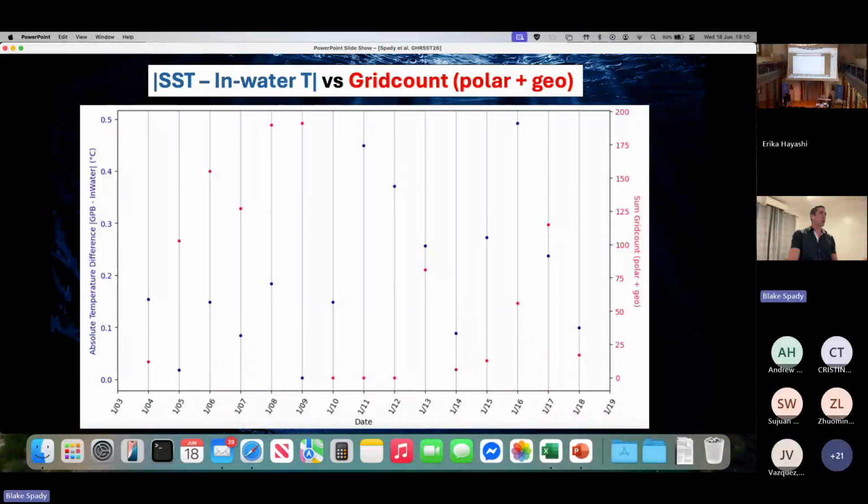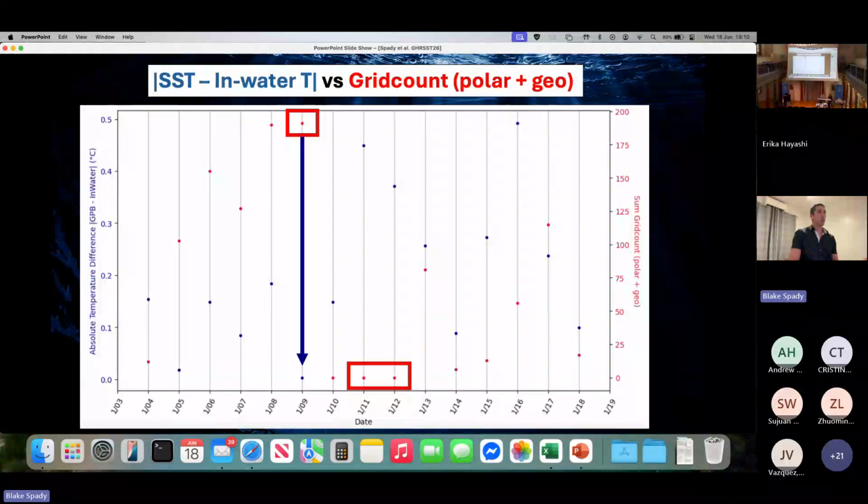And so what we might expect here is to see in these red dots, we have our sum total grid count among all satellites, and we see a very high one for that example there. And we want to see if the absolute temperature difference between the satellite and the in-water logger is, in this case, very low.